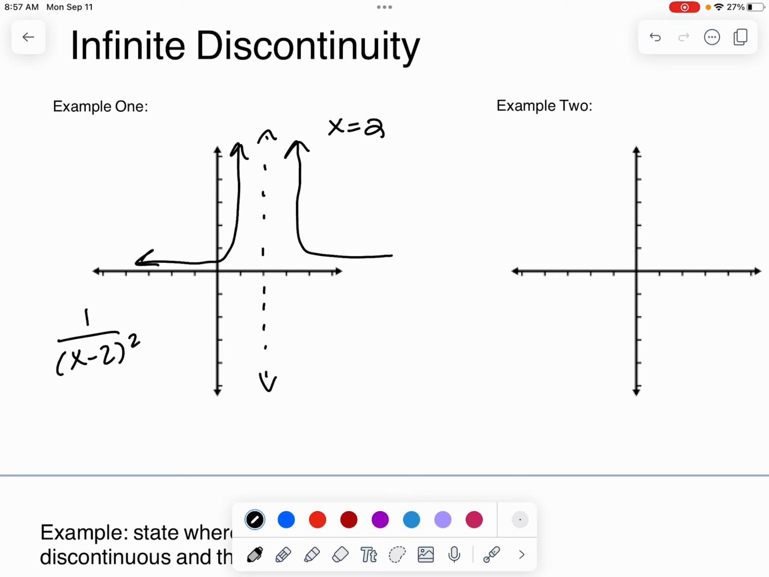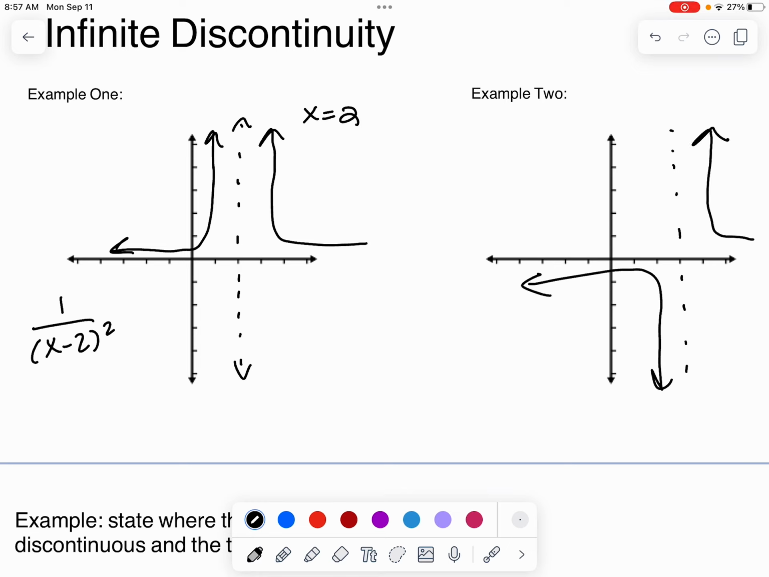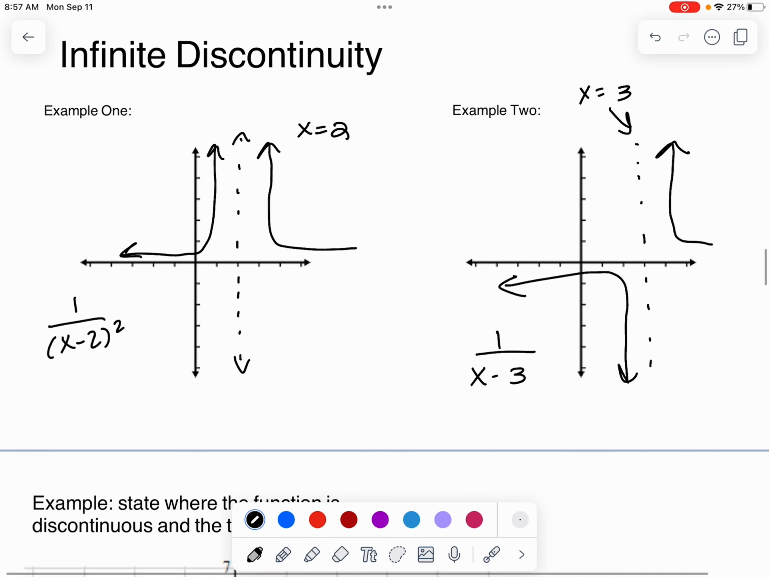And then another example here. This is just another infinite discontinuity. Again, the discontinuity in this one is at x equals 3, and an example of an equation would be 1 over x minus 3. So those are our 4 types of discontinuity. You have removable, you have infinite, oscillating, and you have a jump.